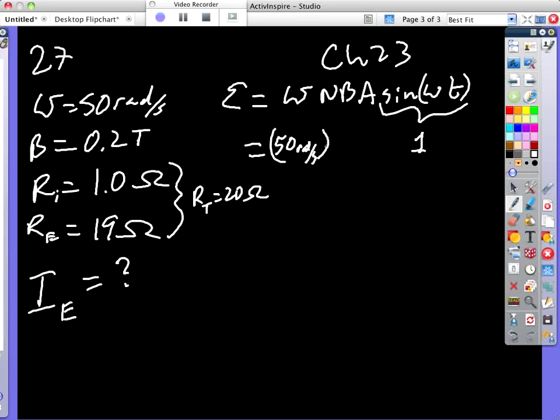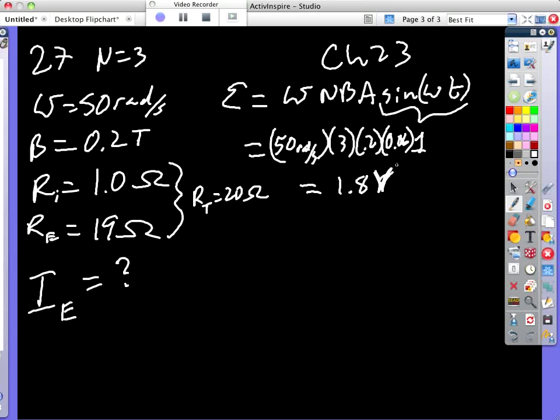I think, did they say 3 turns? Yeah, 3 turns. I should have written that here. This is 0.2, and the area, we have to look at it and see that it's 0.3 times 0.2, so that gives you, what, 0.06? And then just multiply all that together. So, what? This times that gives you 10. That times that gives you 0.6. That times that gives you 1.8.